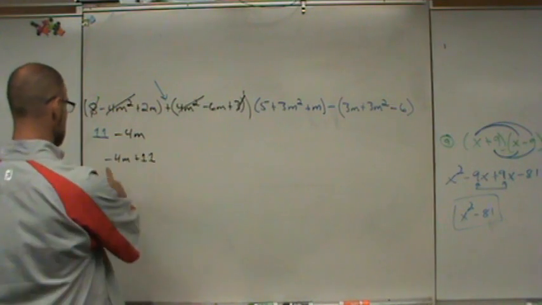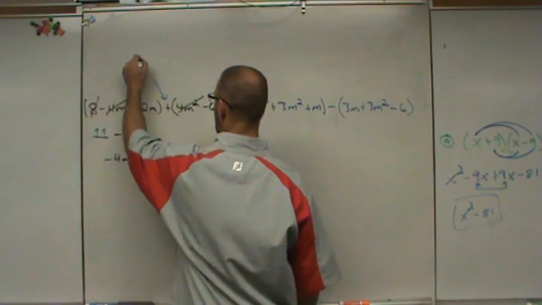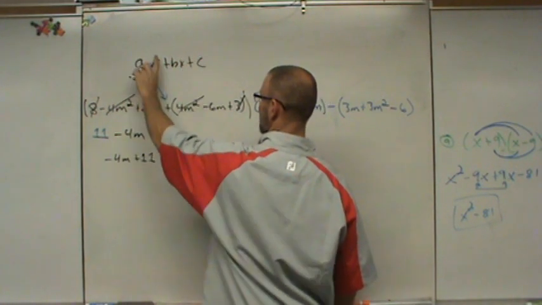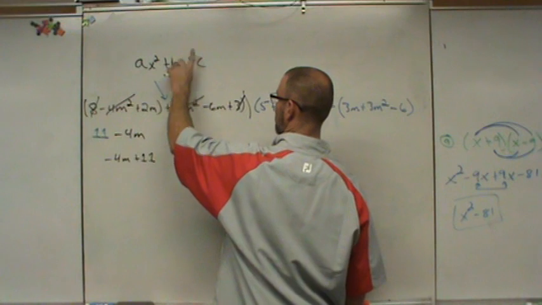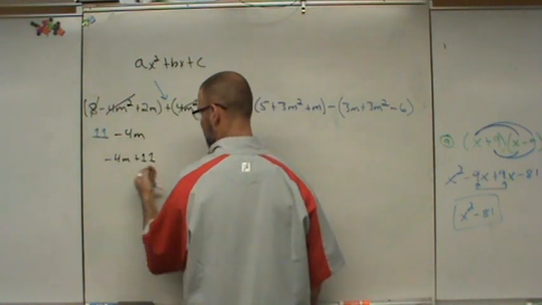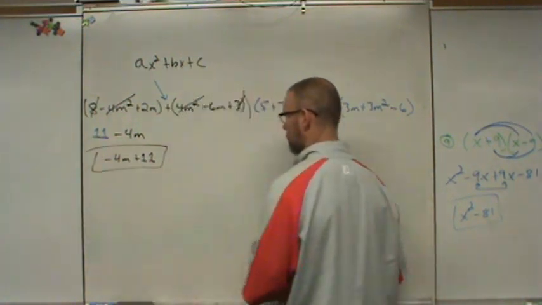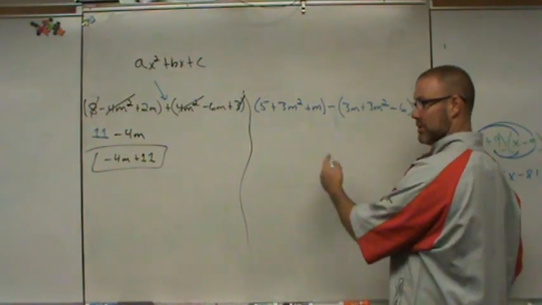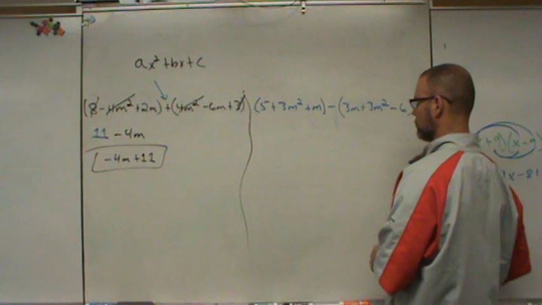Why? Because we do everything in descending order. Ax squared plus bx plus c. Exponent of 2, exponent of 1, constant. Everything is always in that order. That's what they call standard form. Right? Next question. If you need to pause and write it down, pause it and write it down.